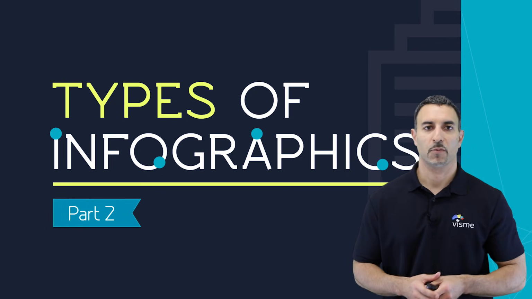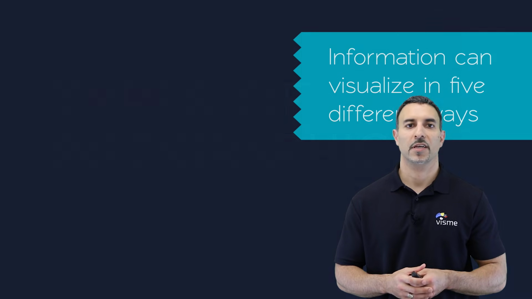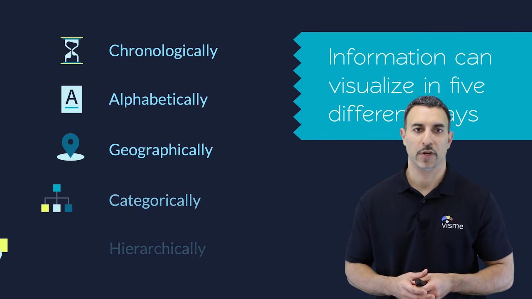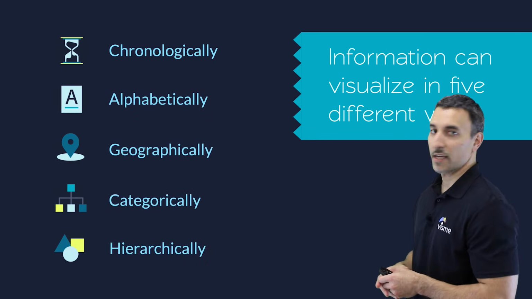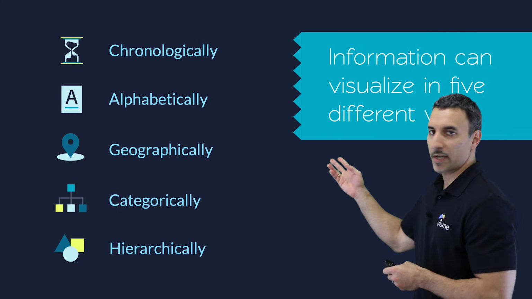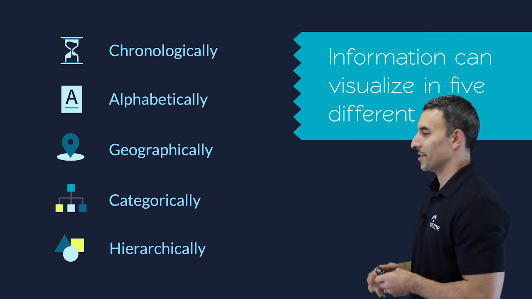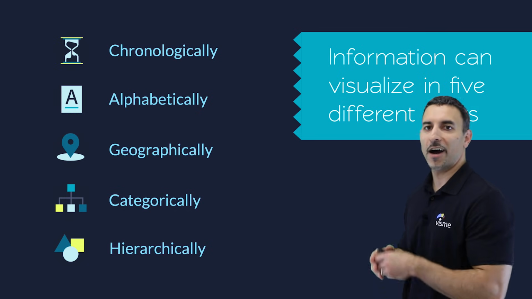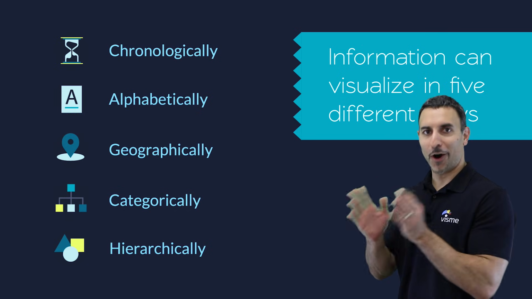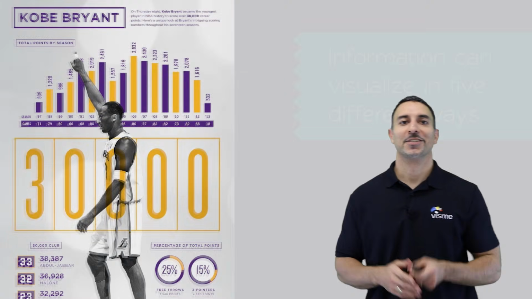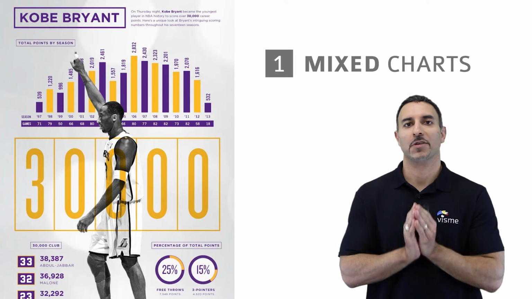So before we get there, I'm going to talk to you about information in general. It is typically categorized in one of 5 ways. Content is categorized chronologically, alphabetically, geographically, and also categorically, and this one I always have a hard time saying, hierarchically or hierarchically. So let's go to the next part about the types of infographics.